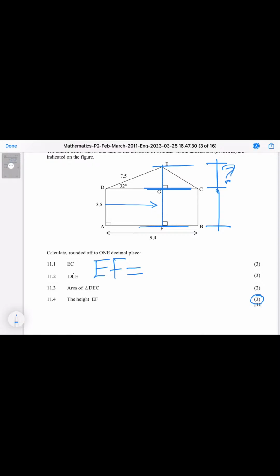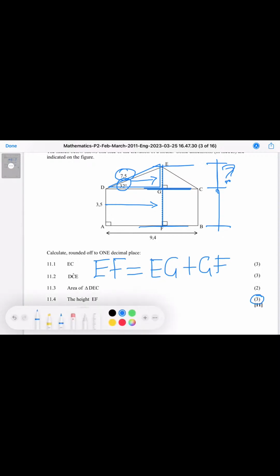Then you look at a triangle that is connected to that EG, and you realize this is a triangle which is connected to EG. I think you've got enough information. You've got that, then you can calculate that, and then you're going to say EF is going to be equals to EG plus GF. By so doing, you will score yourself 3 marks, and that's how you score yourself full marks for this question.